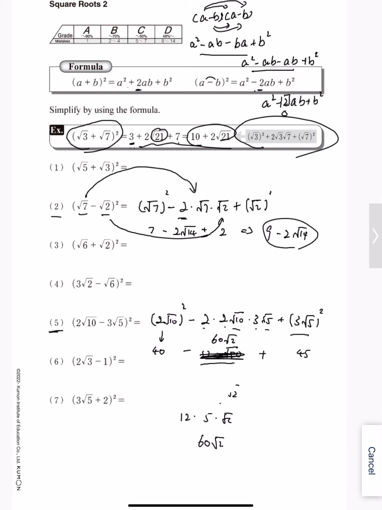Okay? So with all my whole numbers adding together, 40 plus 45 is 85 minus 60 root 2. That's my answer for question number 5.